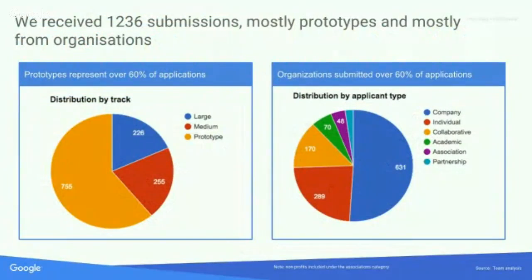So a few words about round one. We received 1,236 applications, and most of them were prototypes for maximum 50K: 755 prototypes, 226 large, 255 medium projects. Interesting to note that 60% of the applications came from organizations, and even for the prototypes, most of them were sent by organizations. That's interesting because it shows traction, of course, but it also shows that even within the big organizations, people just take the opportunity to take risks, to test something, and if it works, they can move forward with it.